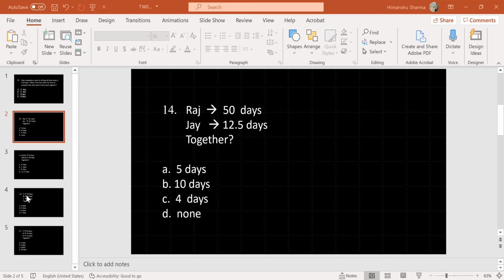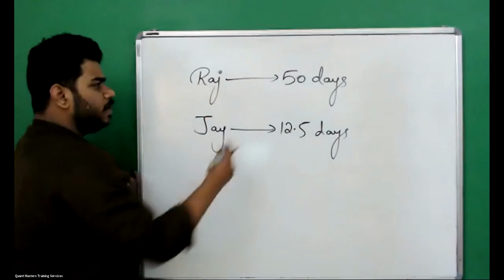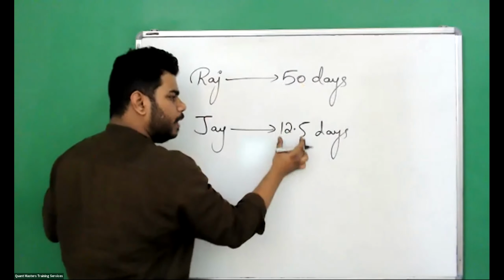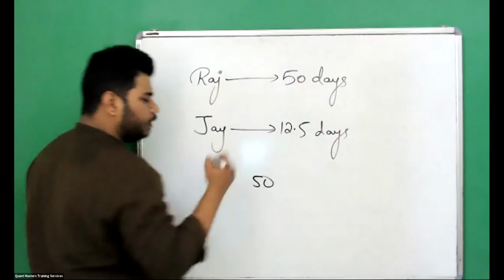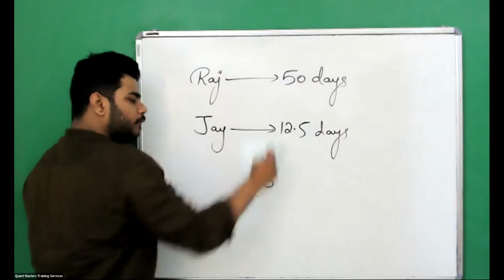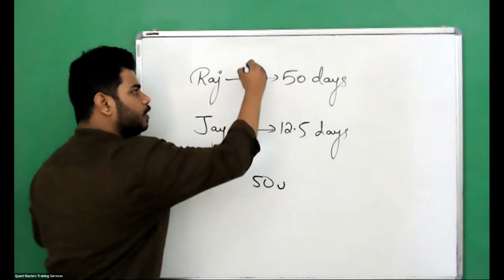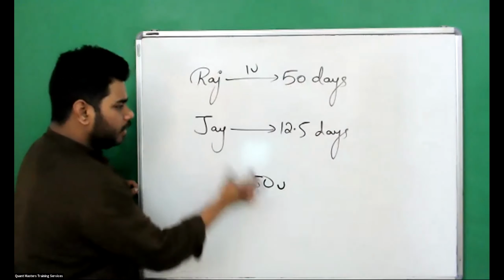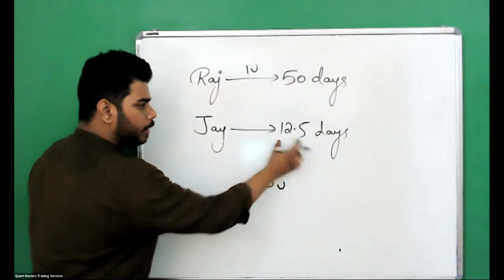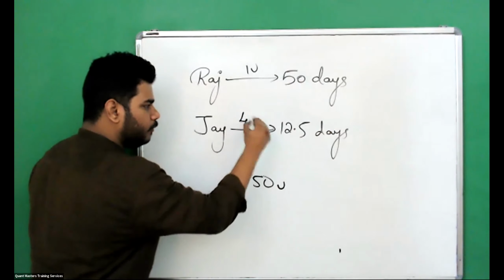Okay. I hope you would have got the answer. If you have not got the answer, you don't have to worry. Sir, 50 in 12.5, 50 is a multiple of 12.5, so total work is 50 units. Raj is doing 50 units in 50 days, which means in one day is doing 1 unit. Jay is doing 50 units in 12.5 days, which means in one day is doing 4 units.